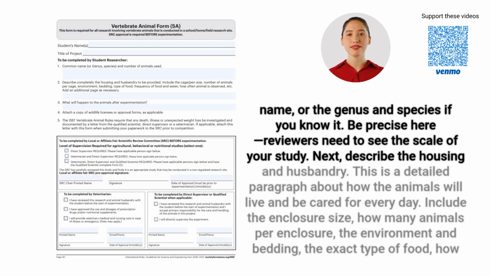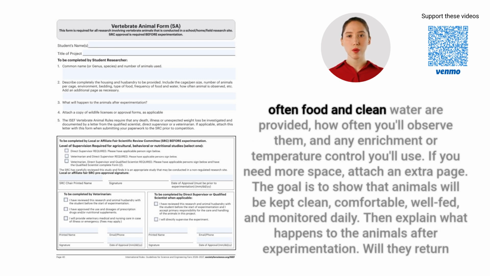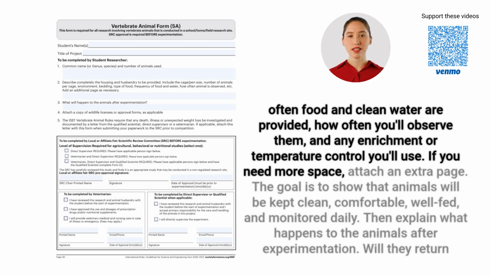Next, describe the housing and husbandry. This is a detailed paragraph about how the animals will live and be cared for every day. Include the enclosure size, how many animals per enclosure, the environment and bedding, the exact type of food, how often food and clean water are provided, how often you'll observe them, and any enrichment or temperature control you'll use. If you need more space, attach an extra page. The goal is to show that animals will be kept clean, comfortable, well-fed, and monitored daily.